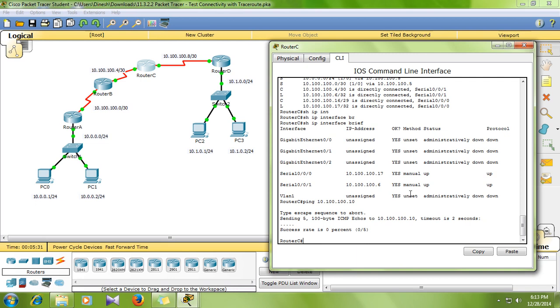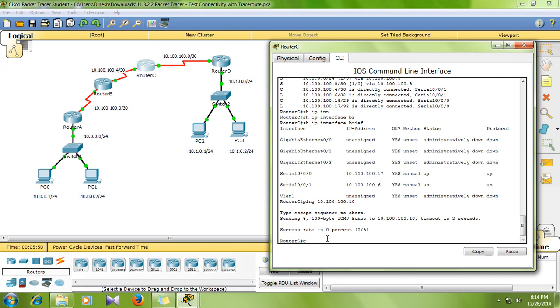Why was it not reachable? Look at the IP address. It's a /30, so what is the valid IP address? 10.100.100.9 and 10.100.100.10. The router D interface is configured as 10, so the router C interface should be configured as 9.